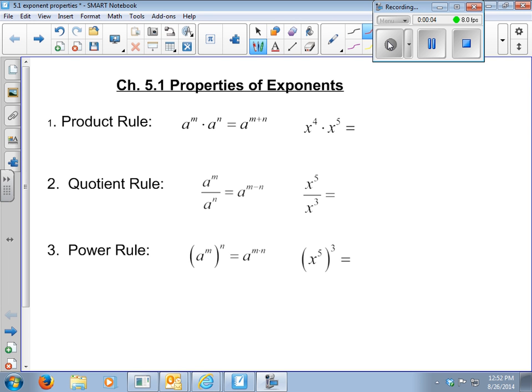Welcome to the start of Chapter 5. Today we're looking at Section 5.1, which is on the properties of exponents. Now we have about 7 properties to go through. These all need to be in your notebooks, so go ahead and start writing these down. Hit the pause when you need to, and you'll get all of your rules.